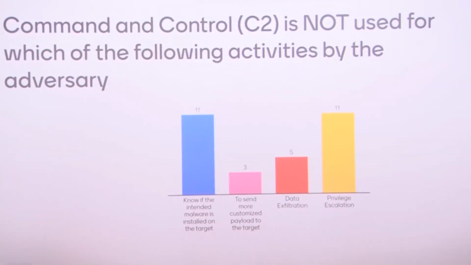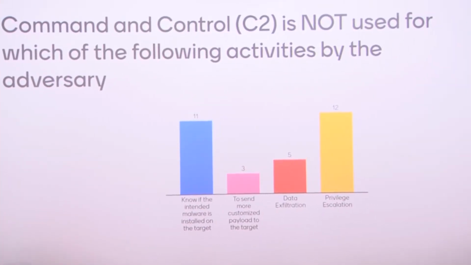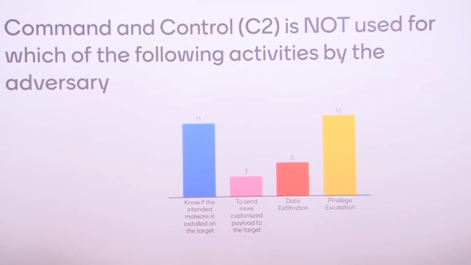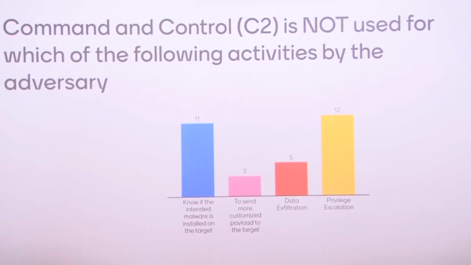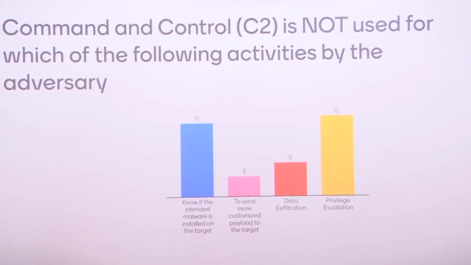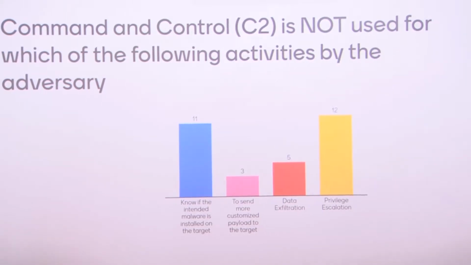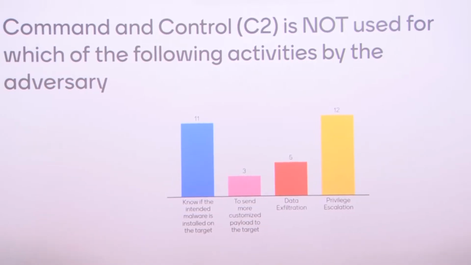Then the adversary, based on the information it got, will customize a payload that can exploit that particular situation that the malware is telling C2. So therefore, the second one is also something that C2 is used for, right? To get better understanding of its target and customize more virulent payload for the target.